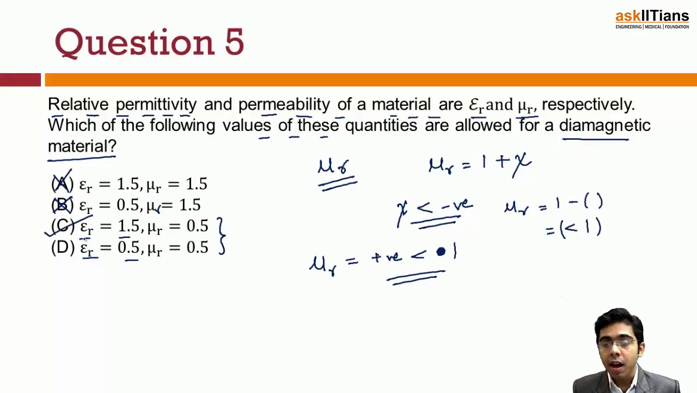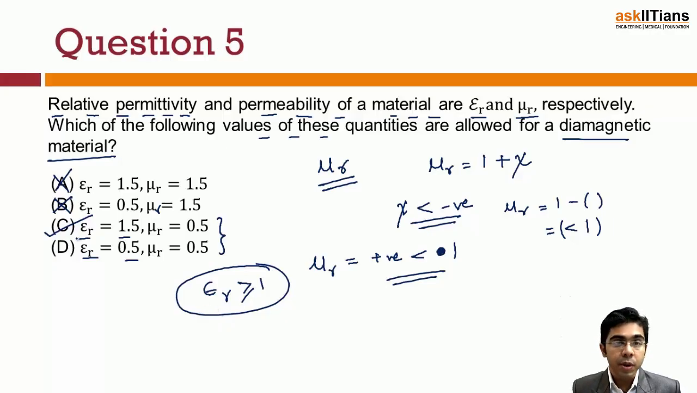Do you know why? Because epsilon r should always be greater than or equal to 1. It cannot be less than that. So option C should be correct, and option D is obviously incorrect.